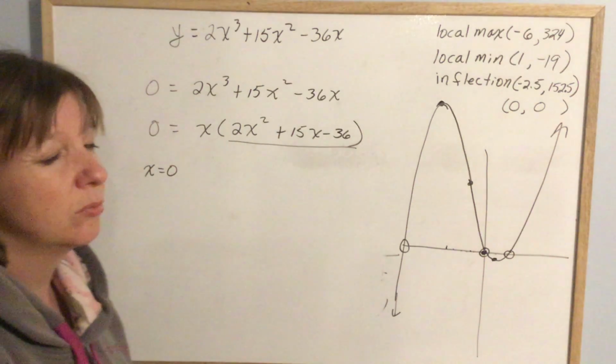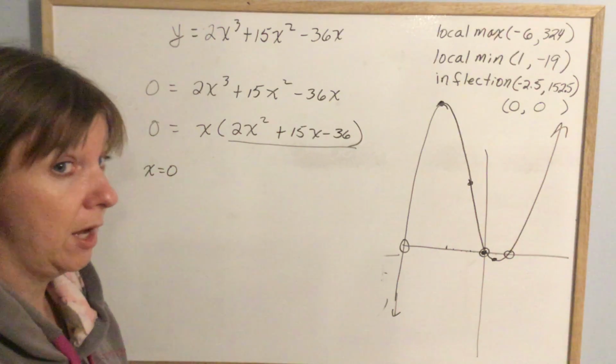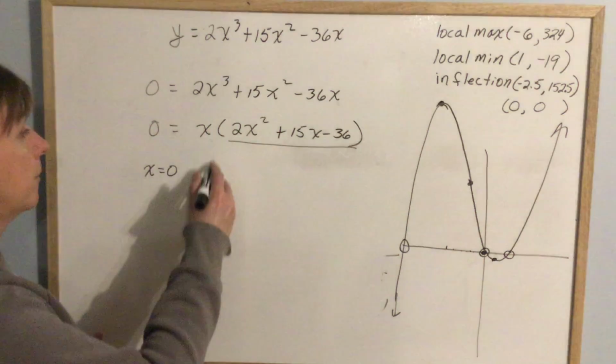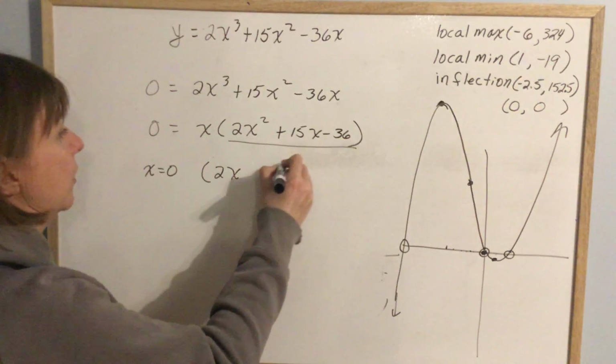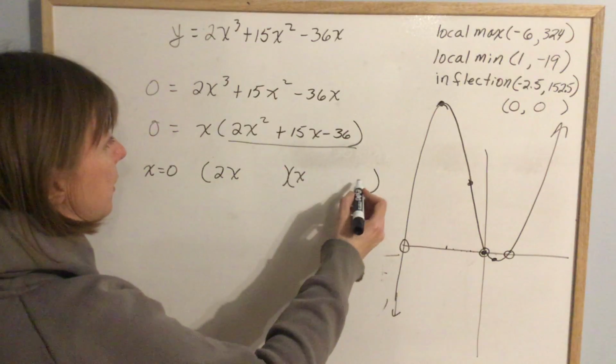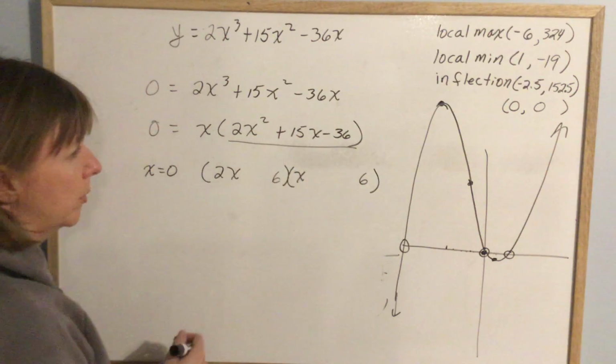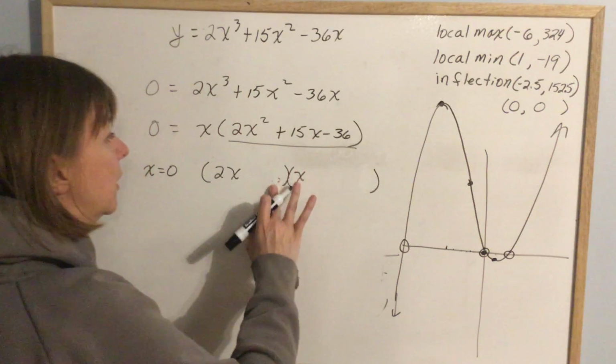Now, I'm probably not going to be able to factor that very quickly in my head. Maybe I can, like maybe I can do 2x and x, and I don't know, it would be 6 and 6, which would make 12 and 6, which wouldn't make 15, so that wouldn't work.